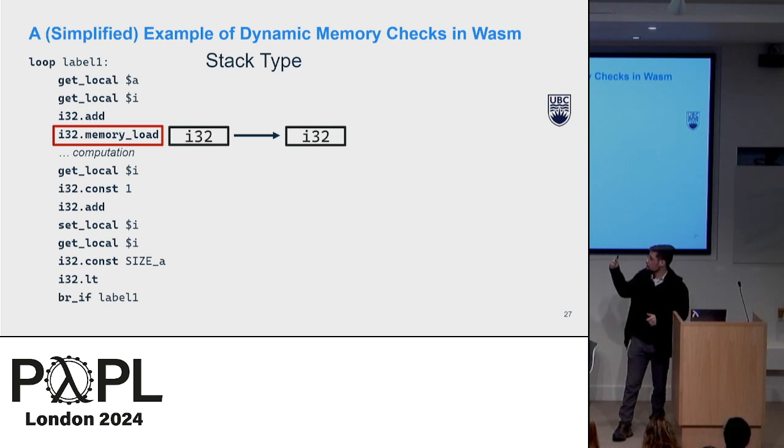Finally, we get to the load operation, and all we see is that there's a 32-bit integer on the stack before the operation. So if the size of memory is an entire 32-bit address space, this is safe. For any other size of memory, we don't know.